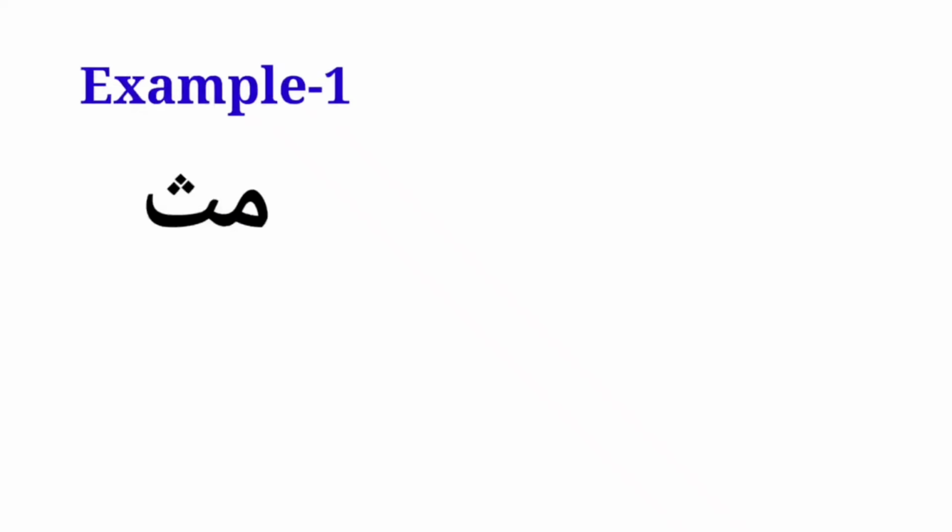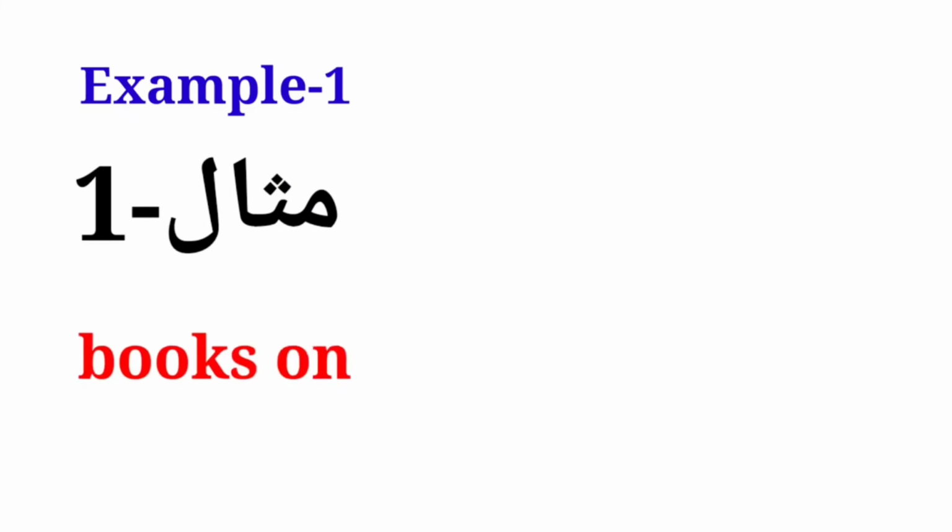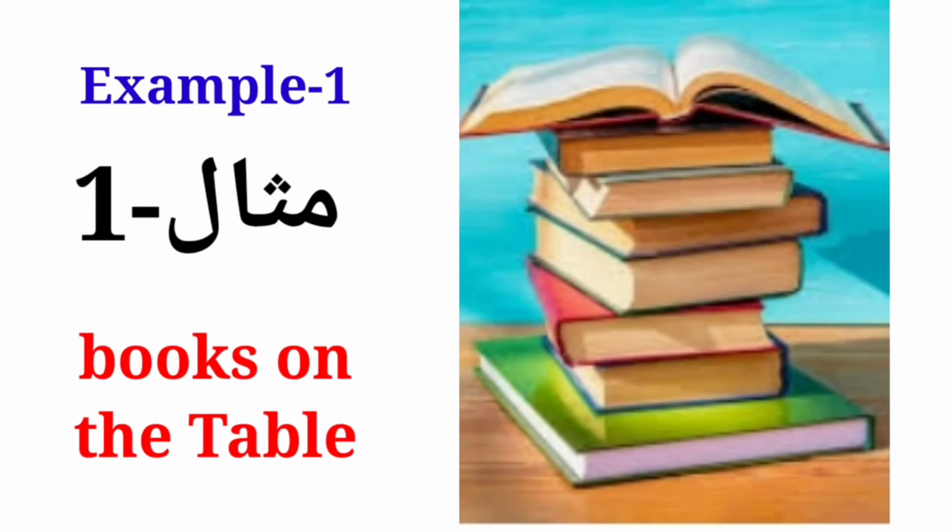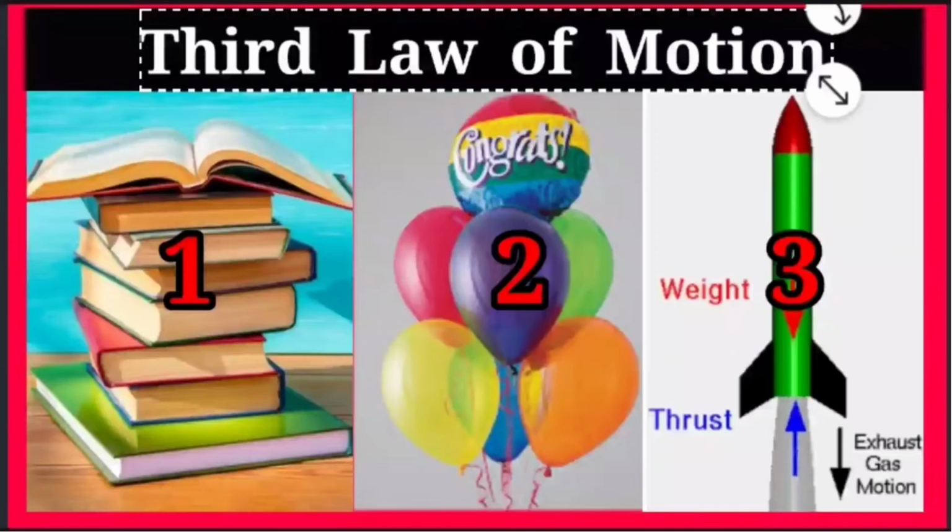Now we explain this law with examples. Example 1, books on the table. In the diagram, books lying on the table, the weight of the books is vertically downward. It is called action of the books on the table. The table put reaction on these books vertically upward. It is called the reaction of the table. So we can say that both action and reaction are equal but opposite in direction.